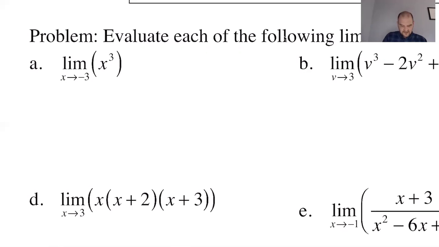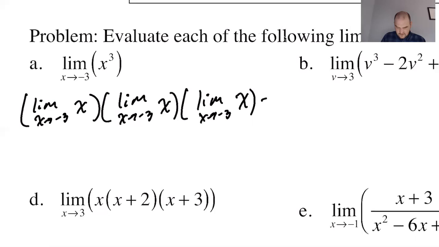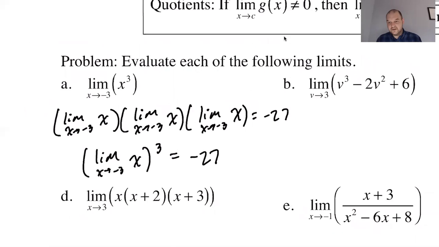One way of thinking about it is the limit as x approaches negative 3 of x times the limit as x approaches negative 3 of x times the limit as x approaches negative 3 of x, which is just going to be negative 27. Negative 3 times negative 3 times negative 3, so negative 27. Another way of thinking about it is, well, it's actually pretty obvious from what I just wrote. Bring the limit inside, right? So do this and then just cube that, which would be negative 3 cubed, negative 27. No matter how you do it, you're getting negative 27.